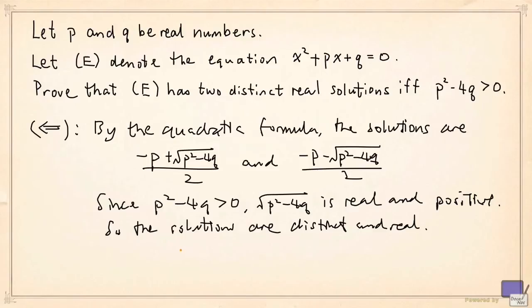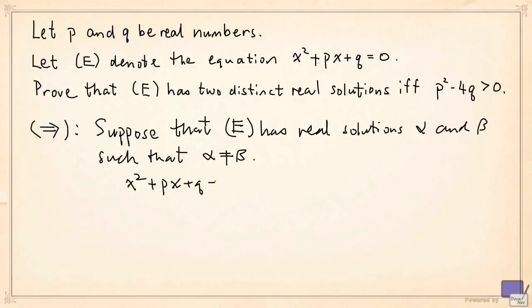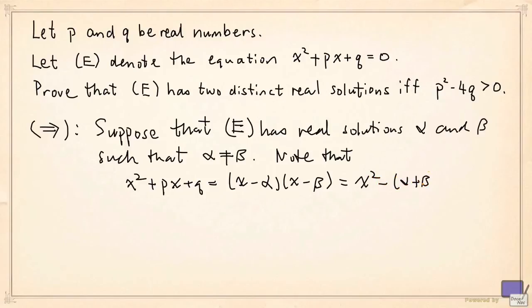Now let's look at necessity. So we're supposing that E has two distinct real solutions and want to conclude that p squared minus 4q is greater than 0. So we suppose that E has real solutions alpha and beta such that alpha is not equal to beta. Because the leading coefficient of the quadratic is 1, by the remainder theorem, we can write x squared plus px plus q as x minus alpha times x minus beta. And expanding this, we get x squared minus alpha plus beta times x plus alpha times beta.